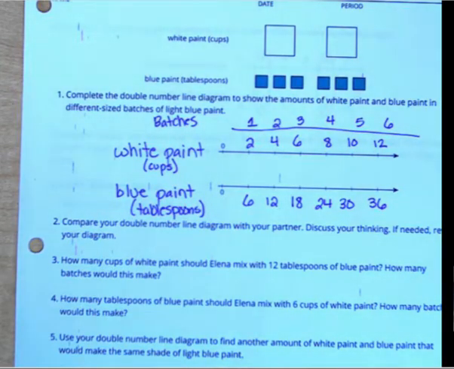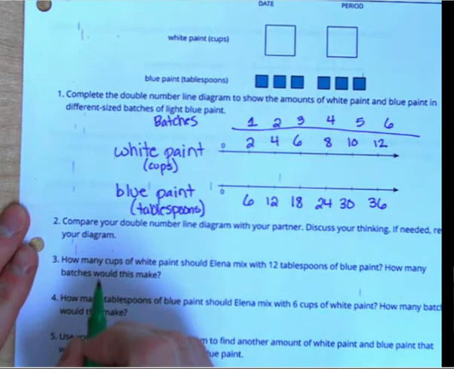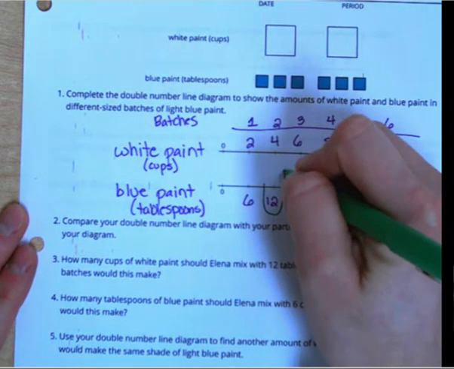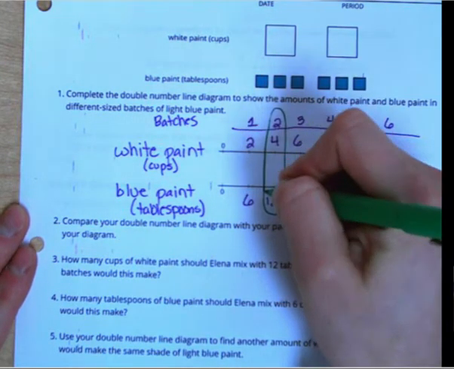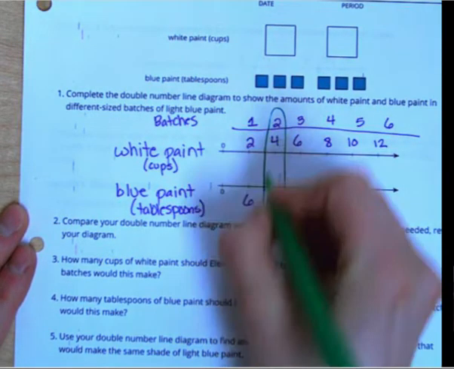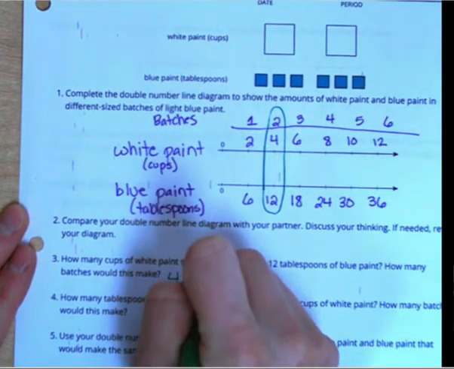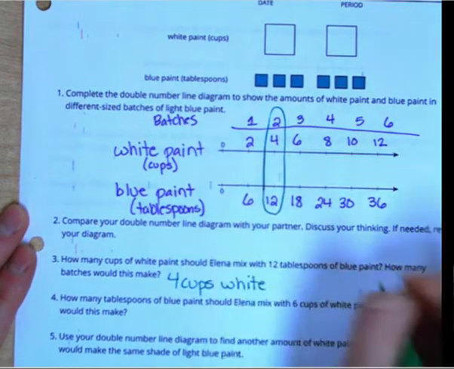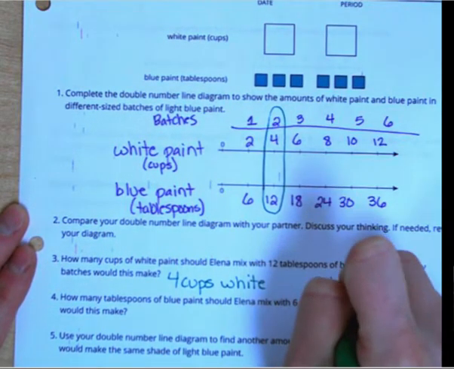Go ahead and compare yours to mine and see if there's anything the same or different that you'd like to change. Question 3 says, how many cups of white paint should Elena mix with 12 tablespoons of blue paint? So if we find blue paint and go with 12, that would mean that we need 4 cups of white, and that would make 2 batches.